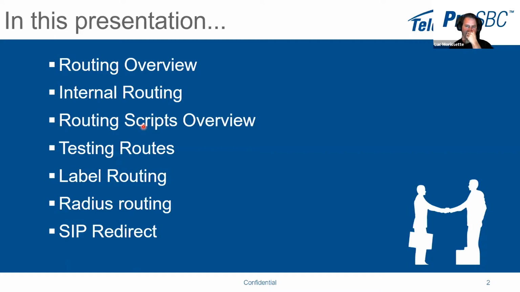Okay. So here I will give a routing overview, everything that can be done. Then I will explain each of these modules, like the internal routing, the routing scripts, the label routing, radius routing, and SIP redirect. So each of these elements can do routing in the system in different ways.